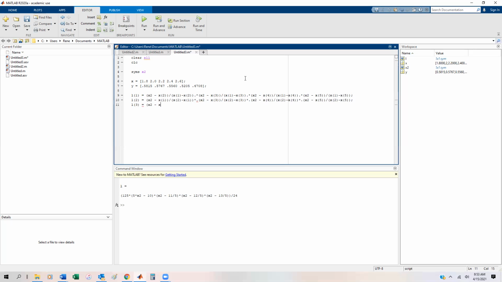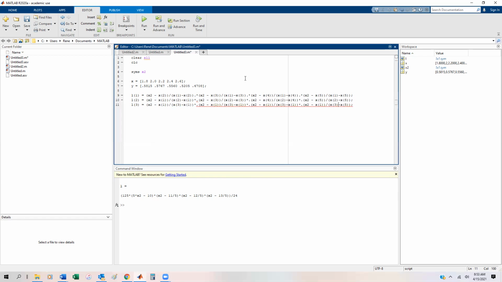Now we're finding x minus x1. And now x3 is what we're going for, because we're finding L3, and that's going to be x minus x1. I'm just going to copy this and multiply it out 3 times more.